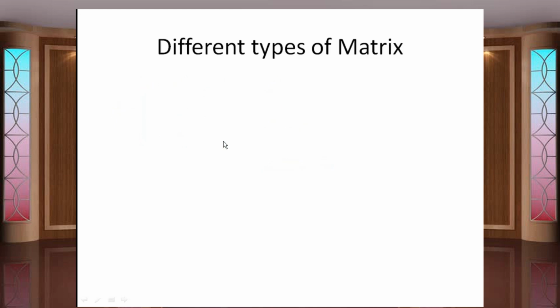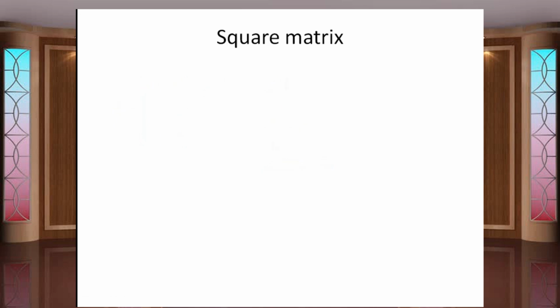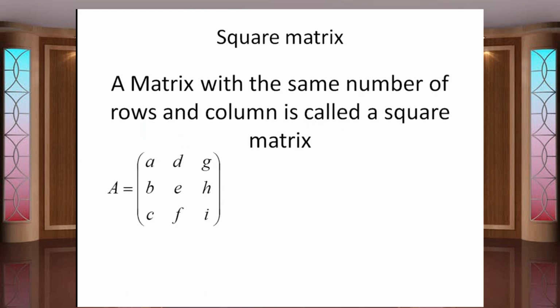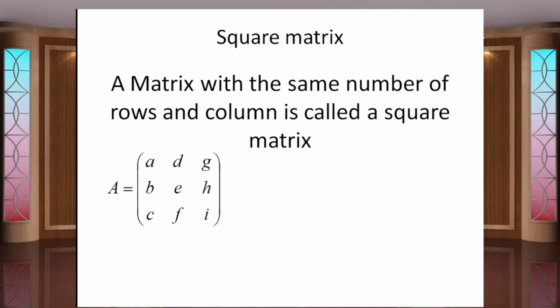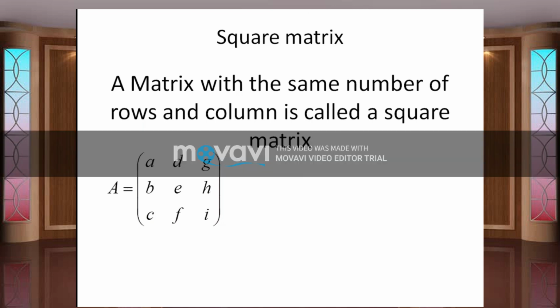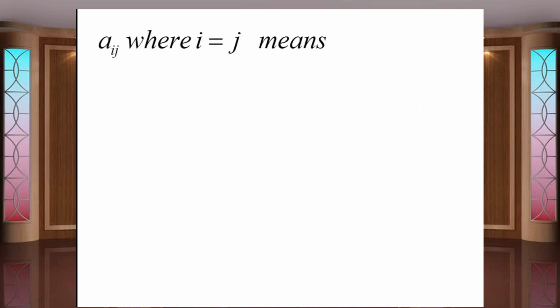Okay, now I'm going to discuss different types of matrix. First of all, square matrix. If I show the example first, then you will understand. Here you can see that the number of columns and number of rows are the same. Square means all sides equal. Whenever the number of rows and number of columns of a matrix are the same, it is called a square matrix. So here the number of rows is 3 and the number of columns is 3. That's why A is called a square matrix of order 3.